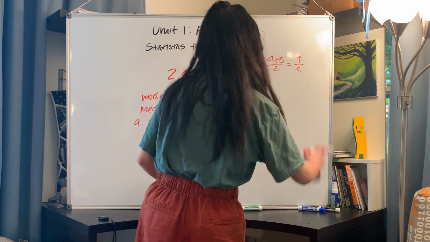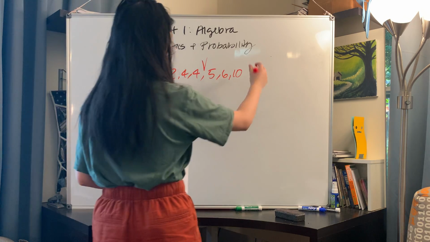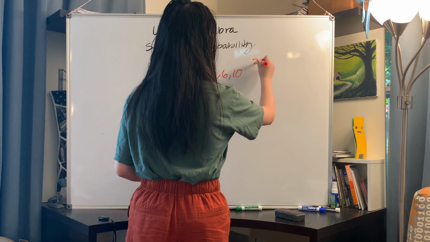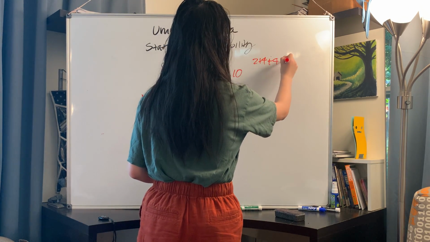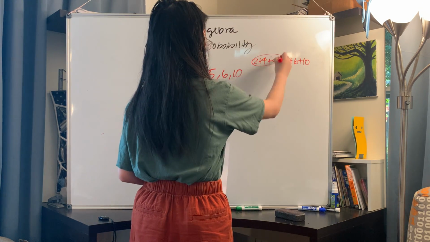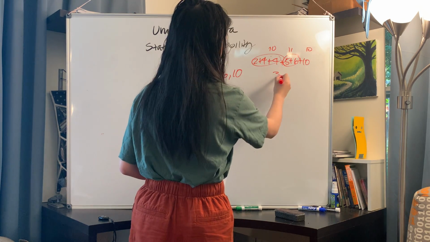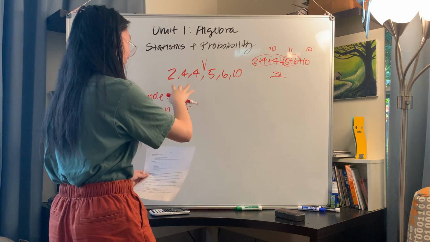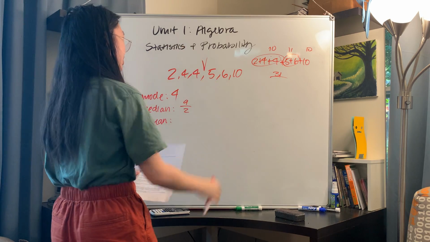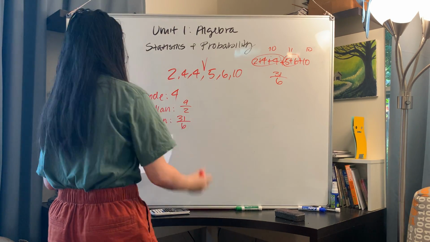So there are 6 numbers in this set, and the sum of all 6 of these numbers is 2 plus 4 plus 4 plus 5 plus 6 plus 10. You can group this off, so this is 10. This is 11, and this is just 10. So we have 31, and we're dividing by the number of numbers in the set, which is 6. So we have 31 over 6 for the arithmetic mean.